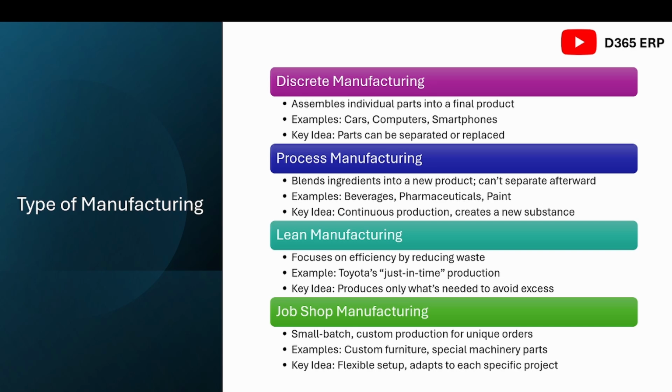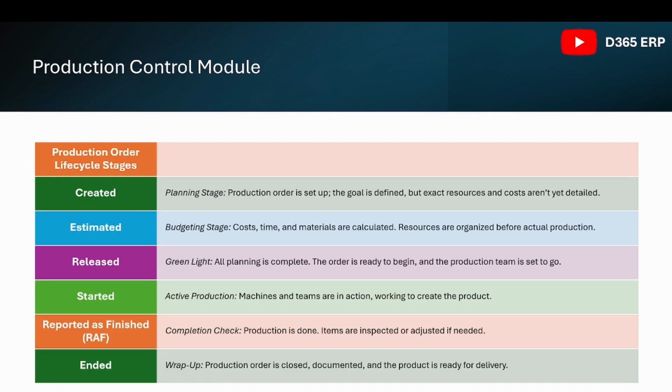So, alright, let's quickly recap all the types of manufacturing. Discrete manufacturing assembles parts. Process manufacturing blends ingredients. Lean manufacturing is all about reducing waste, and job shop manufacturing handles unique or custom orders. So I hope you understand the difference between all four types of manufacturing. Let's move to the next part, the production life cycle.